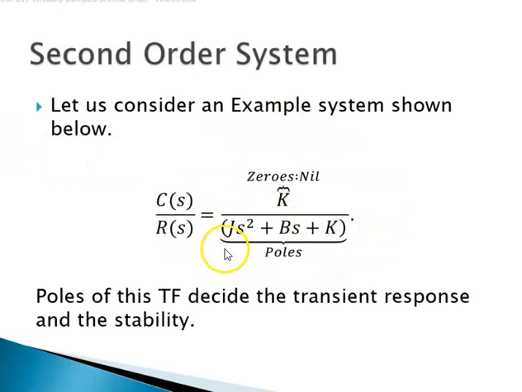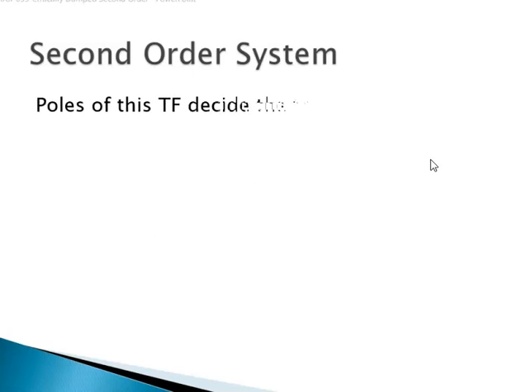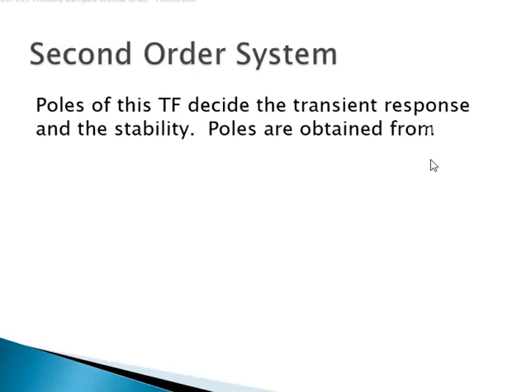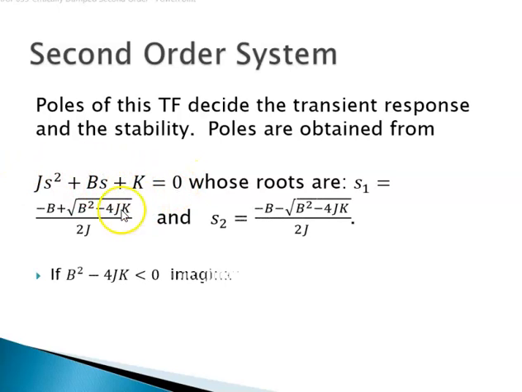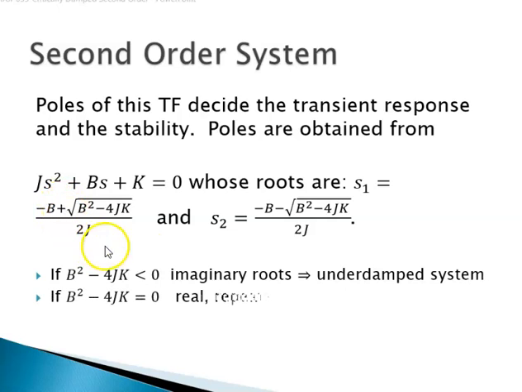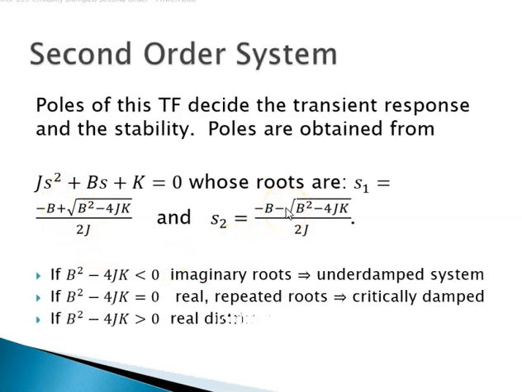We have seen this is the transfer function for an example that we considered, and we said that these poles give us something about the transient response and stability. We have seen that these poles are obtained from the equation denominator equated to 0, and these are two roots, one with plus sign and one with minus sign, and depending on the discriminant we call it an underdamped system. When the discriminant is negative, it is underdamped; when it is equal to 0, it is a critically damped system; greater than 0, overdamped system.